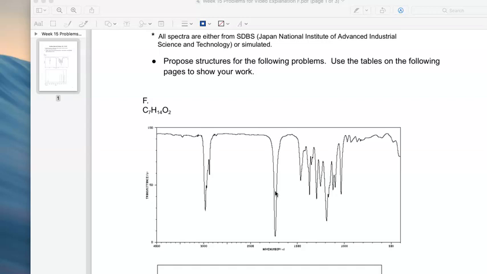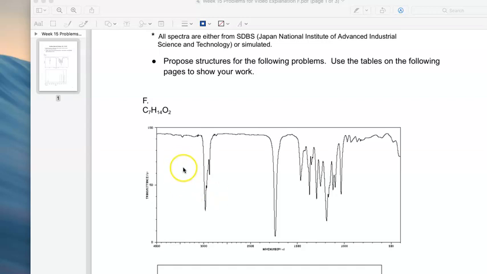Then if we look at around 3000, we see another peak that is between 2800 and 3000. This peak here indicates that there is an sp3 carbon bound to a hydrogen. From this information, it seems that we have some kind of alkane with a carbonyl group of some type.